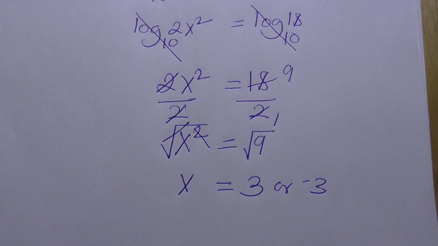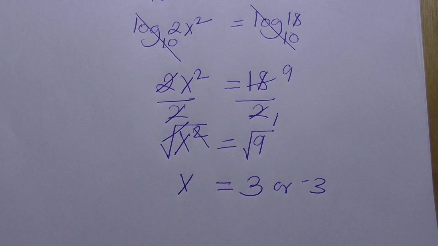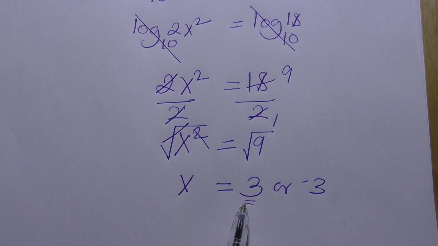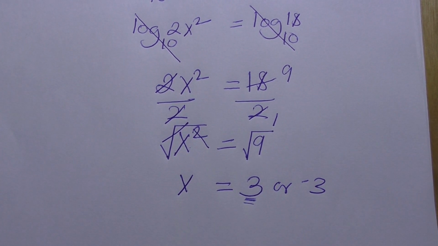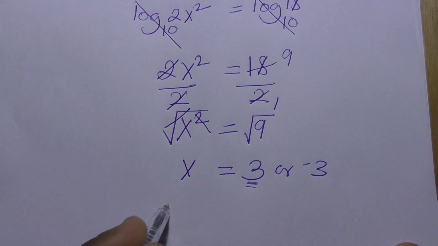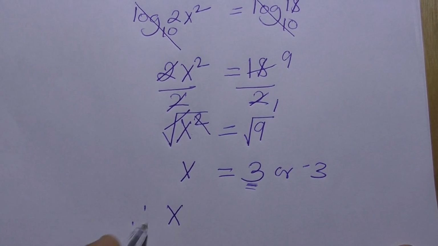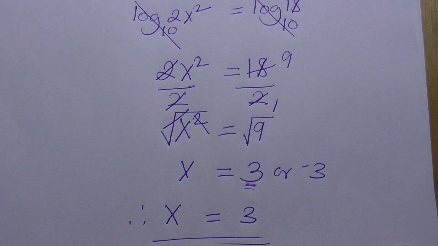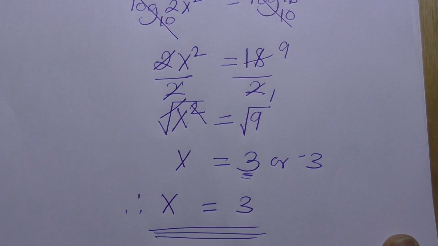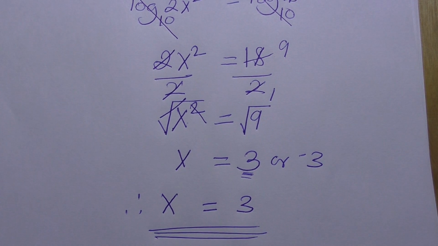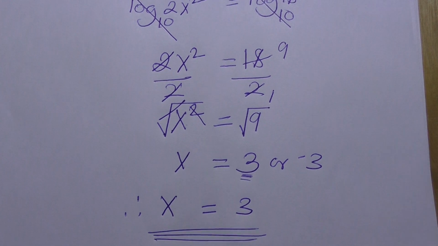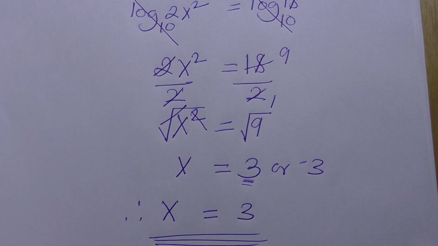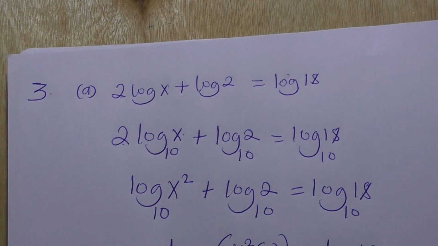However, with logarithms, we take the positive root. So we shall say therefore our x equals 3. That is how we shall work out part A. Let us go to part B of number 3.